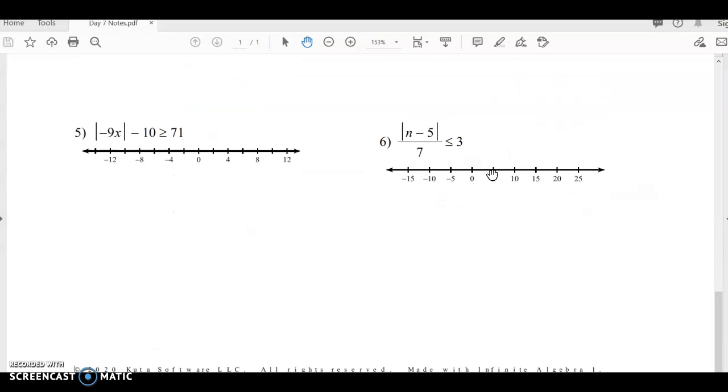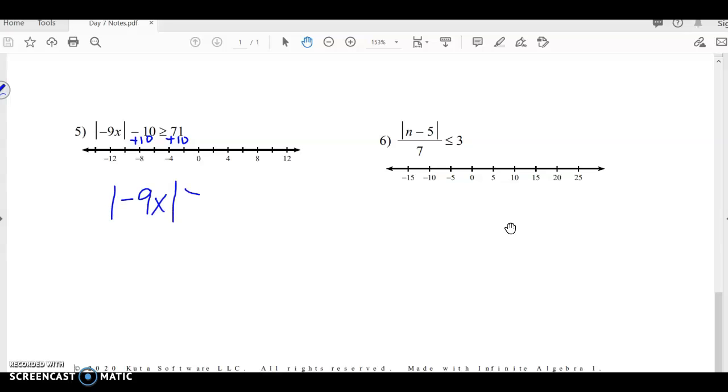All right, last two. Got to get that absolute value alone first. It's not because of a minus 10. So we start by adding 10 on both sides. We have the absolute value of 9x is greater than or equal to 81. Greater than is an or. So we have negative 9x is greater than or equal to 81, or negative 9x is less than or equal to negative 81.